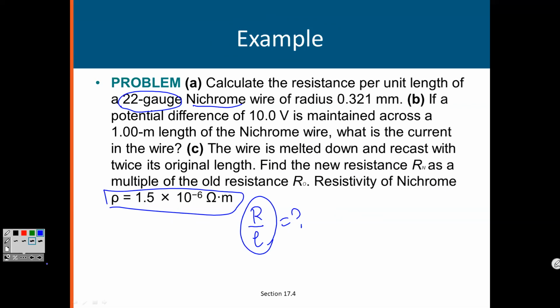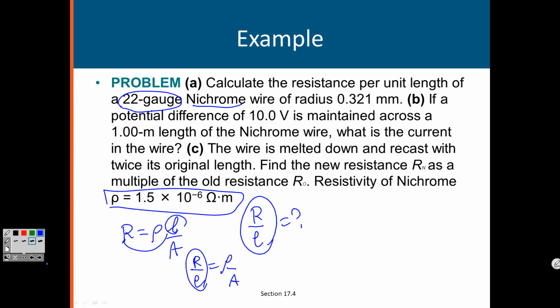Now, how do you think we can get the answer? Anybody want to help me? Resistivity is given, so you should give us a clue. So it has to do something with that equation that we learned just now, relating the resistance to the resistivity, right? Do we use that? Yes. See, and you bring it to this side, what do you get? R over L is equal to resistivity divided by A.